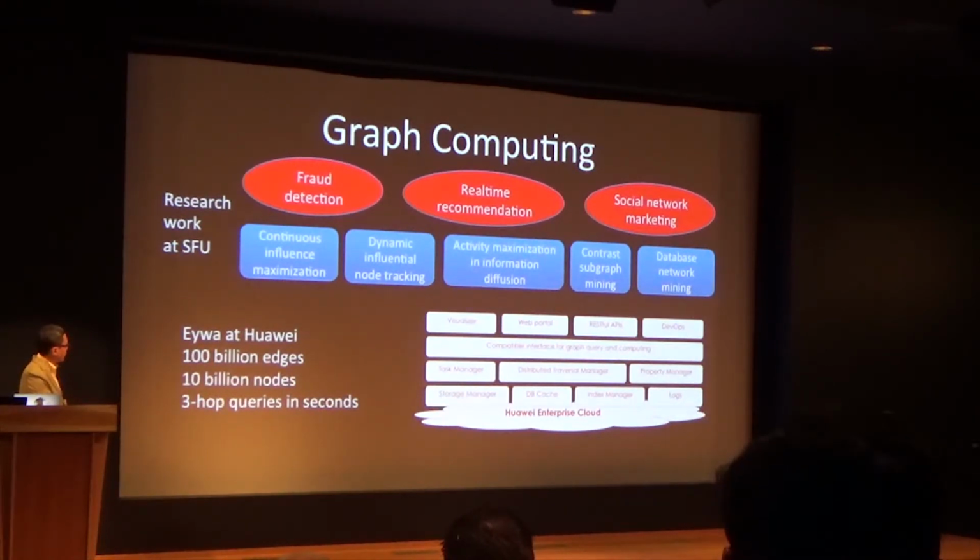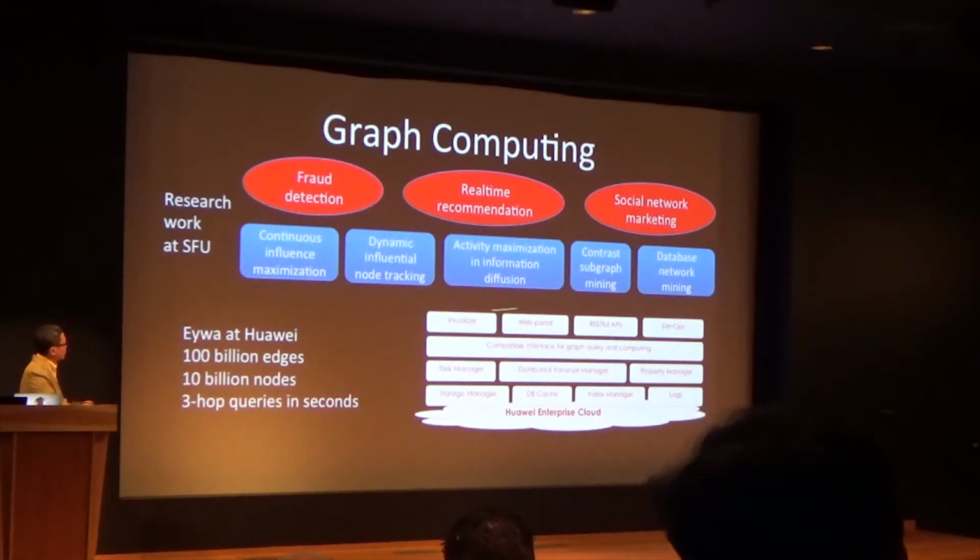And the system can handle graphs of over 100 billion edges and 10 billion nodes in that scale. And we can answer the 3 hop queries in seconds. Okay, I will show you the performance result in a few minutes. And also, on this platform, we can do all kinds of graph algorithms. For example, some of the algorithms we are implementing include continuous influence maximization, dynamic influence, node checking, and so on, which can support applications such as fraud detection, real-time recommendation, social network analysis, and marketing.